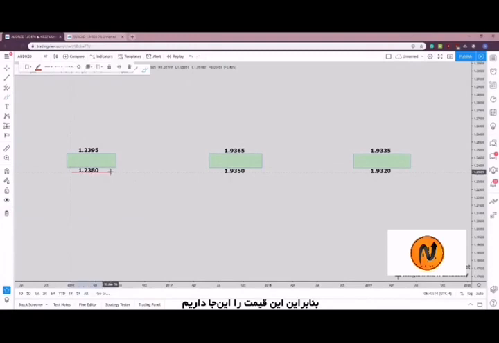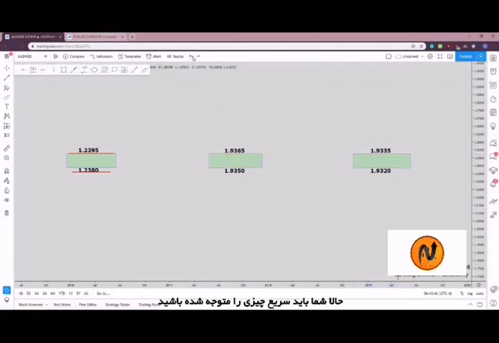So we have this price here, that is the low of the box, and 1.2395, which is the high of the box. In this case, 1.9350 is the low of the box, and 1.9365 is the high of the box. And in this case, you have 1.9320, which is the low of the box, and 1.9335, which is the high of the box.